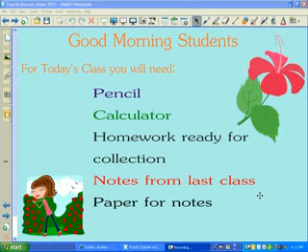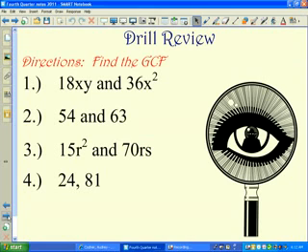So we definitely need pencil, calculator. The homework, if you did not already turn it in by the end of last class, I'll collect that. And also take out your notes from last class, because what we're going to do is just continue on. So that's why I said at the bottom, paper for notes. So first things first, we have a drill. While I was collecting the homework, I just gave time for them to get the drill.